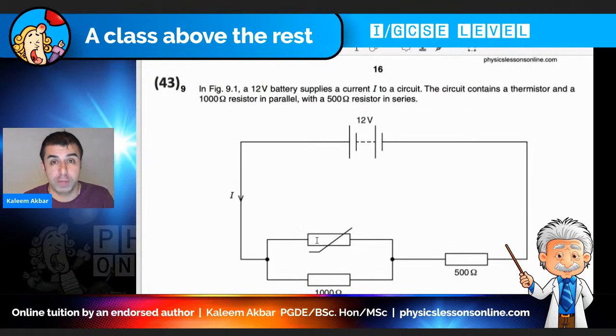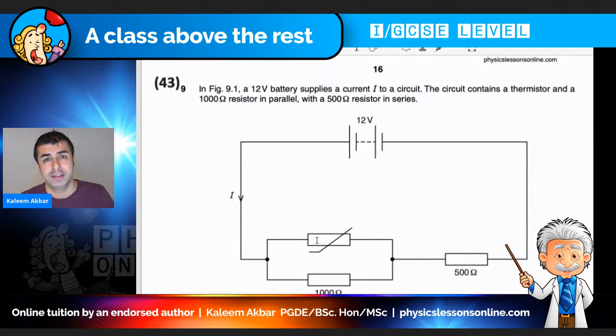And what we're going to be doing is looking at question number 9, which is an electrical circuits question. So here, in figure 9.1, a 12-volt battery supplies a current to a circuit. The circuit contains a thermistor and a 1000 ohm resistor in parallel with a 500 ohm resistor in series.